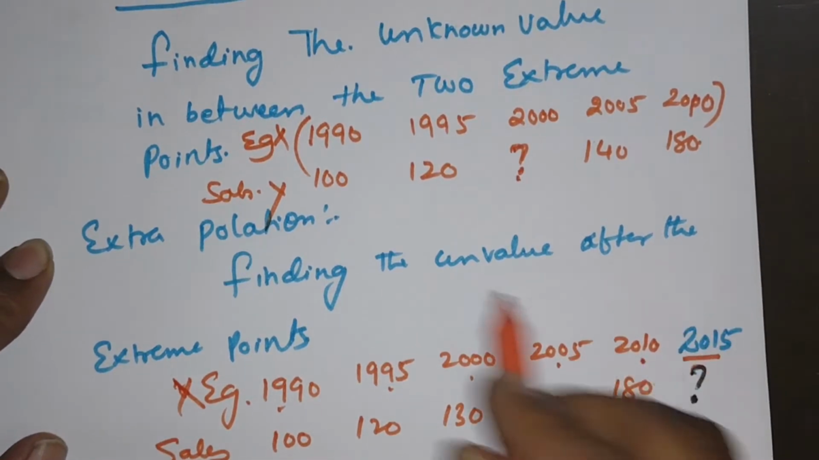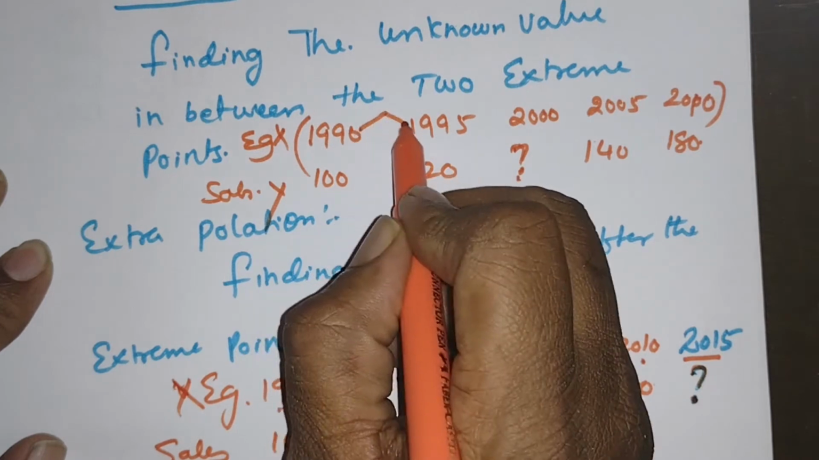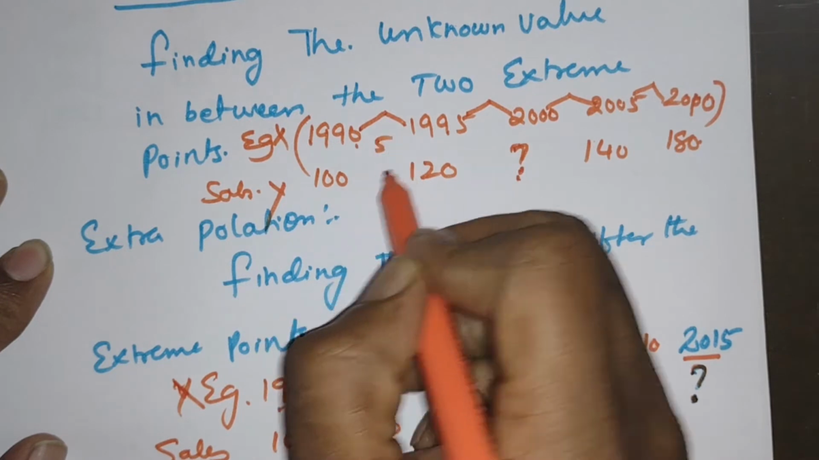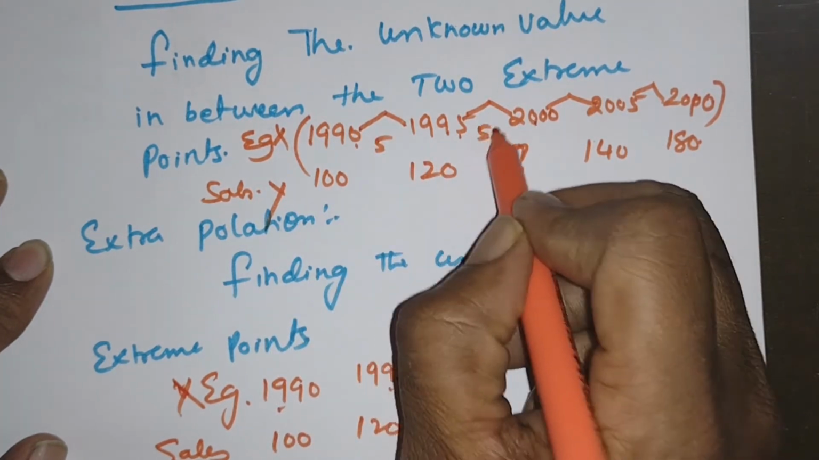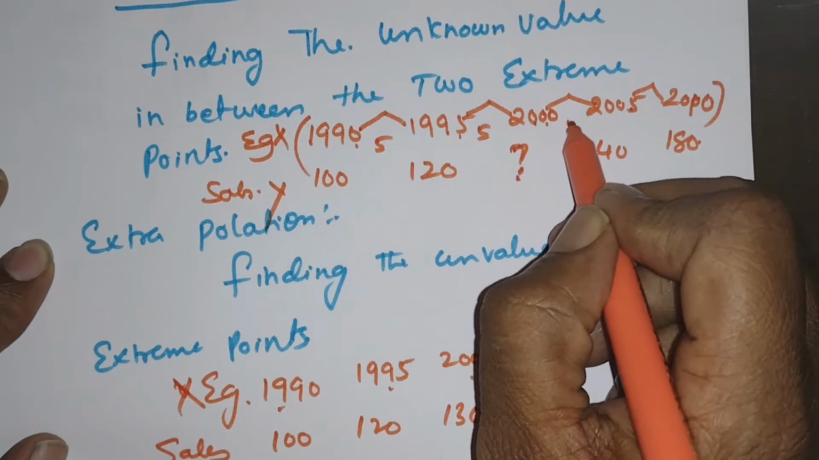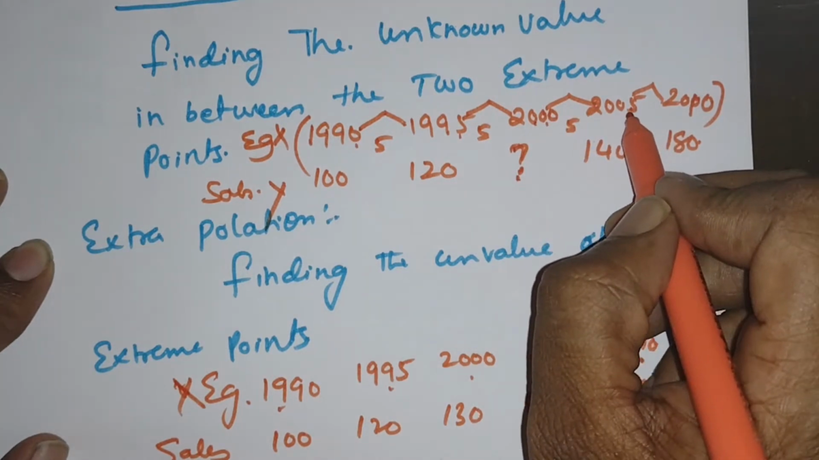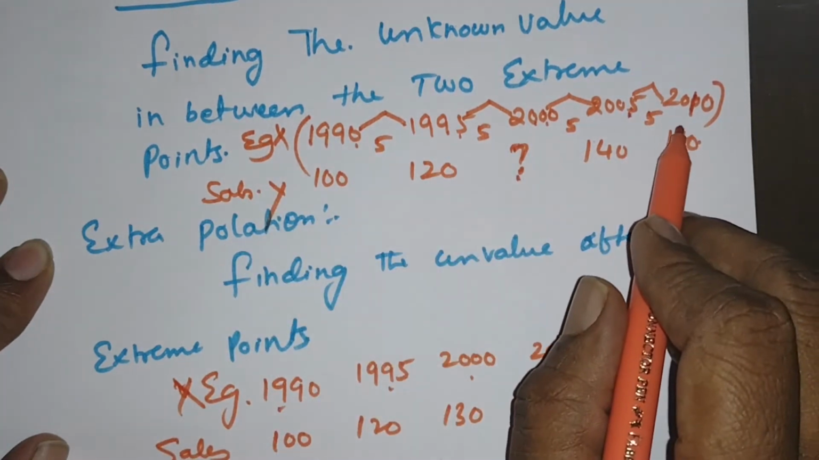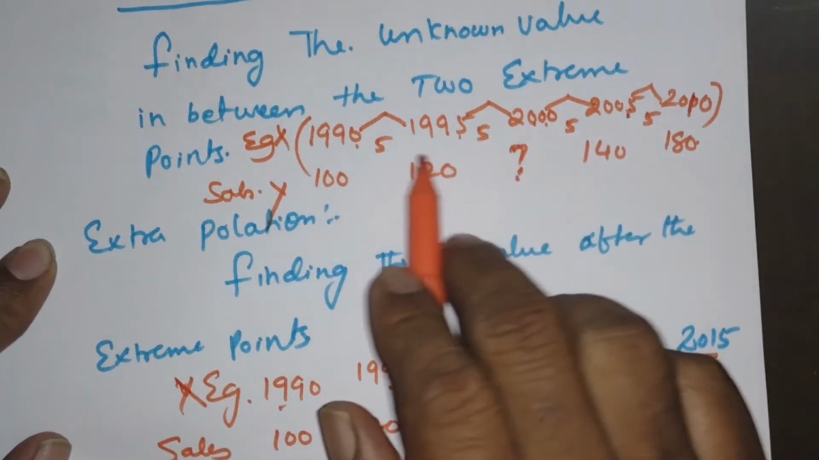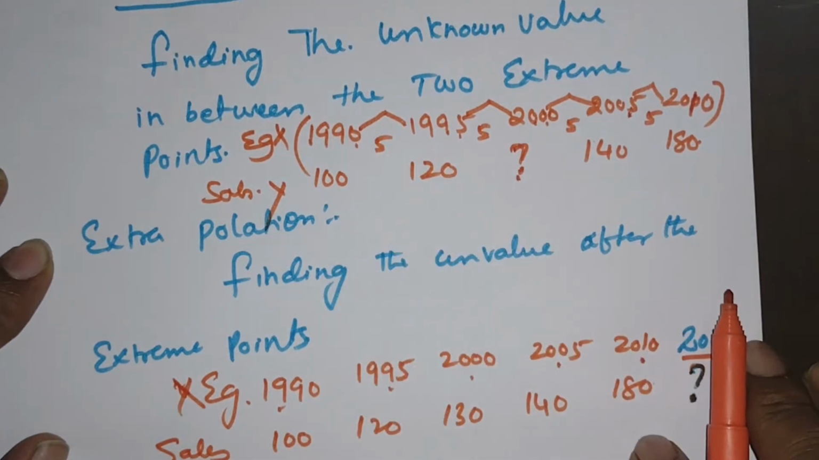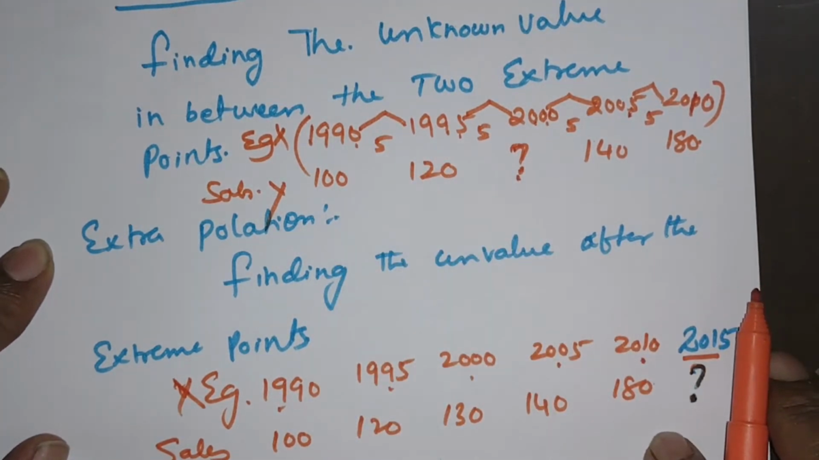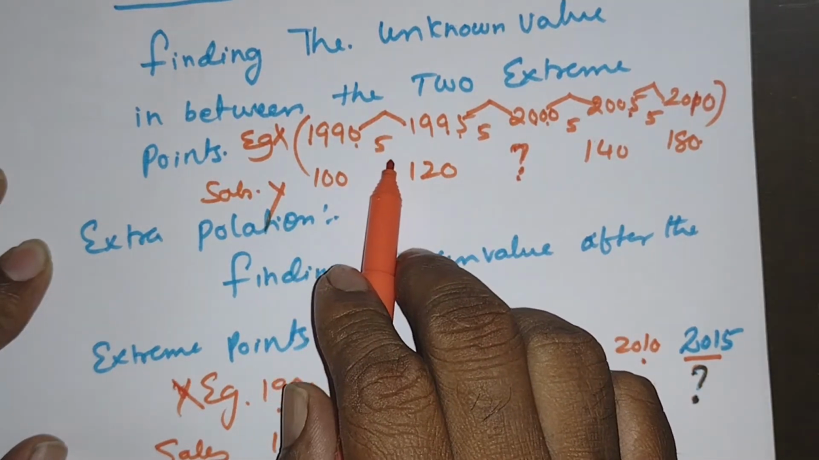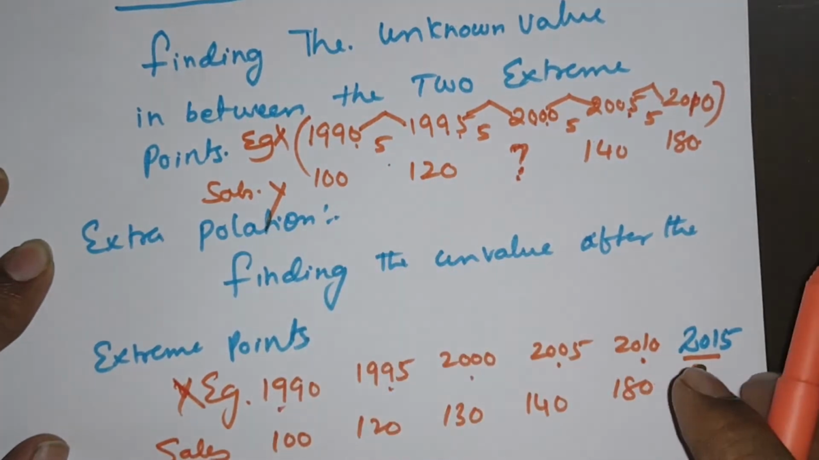See, the condition relating to X is that the time gap should be the same. 90 and 95, 5 years; 95 and 2000, 5 years; 2000 and 2005, 5 years; and 2005 and 2010, 5 years. The time gap should be the same. Then only it is possible to find the interpolation and also the extrapolation. If the time gap is not the same, then we will not apply this method of working out. For that a separate method is there.